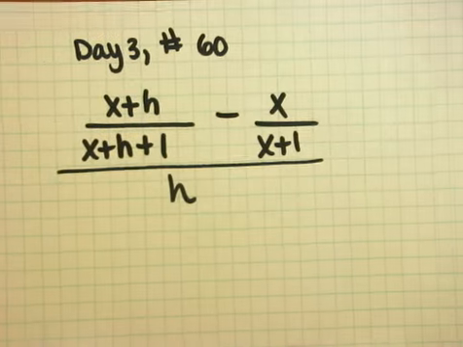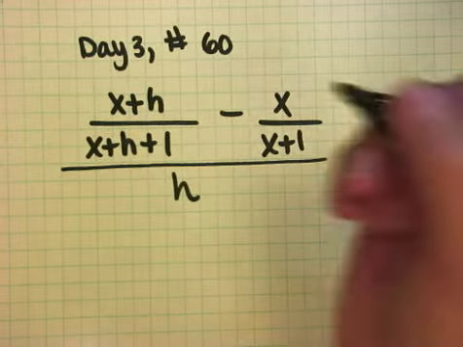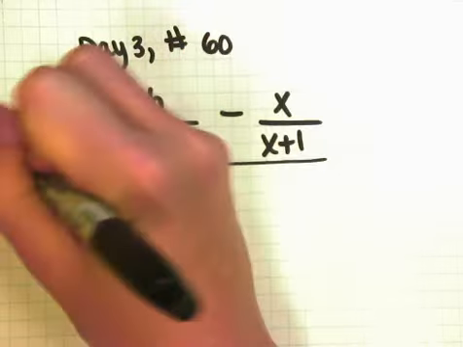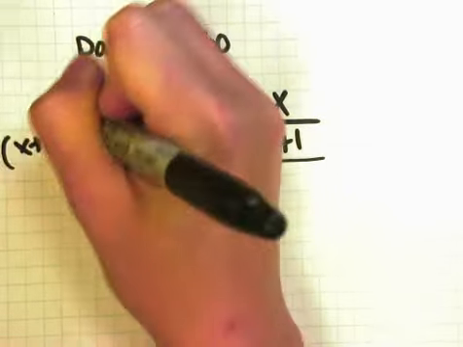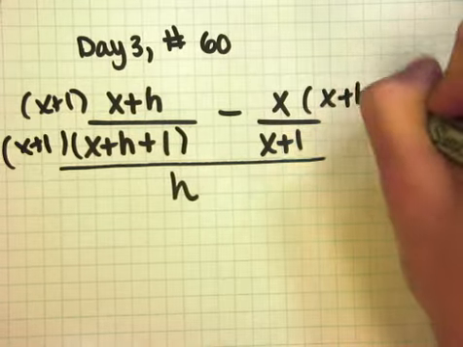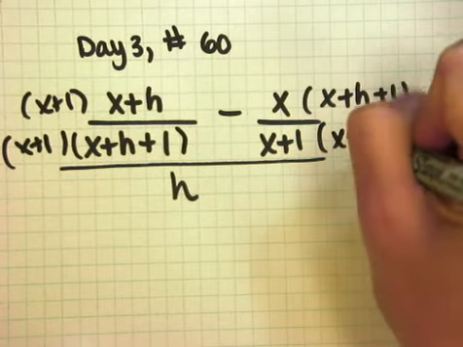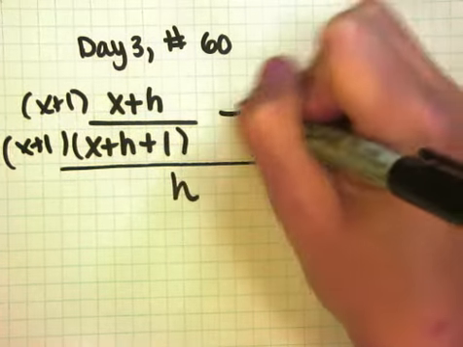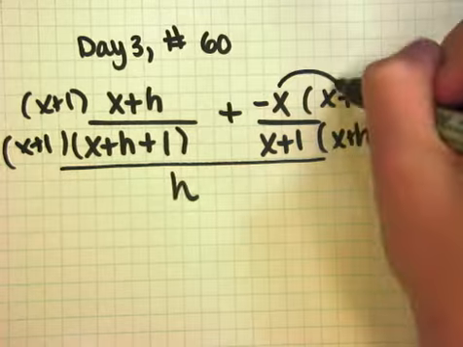Let's see, also on day 3, number 60. Again, this is a common denominator problem. I see why this one probably caused people problems. You have to multiply this side by x plus 1 on top and on bottom. And this side, you have to multiply by x plus h plus 1 on top and on bottom. When you do that, you need to remember to distribute a negative x into the parentheses.